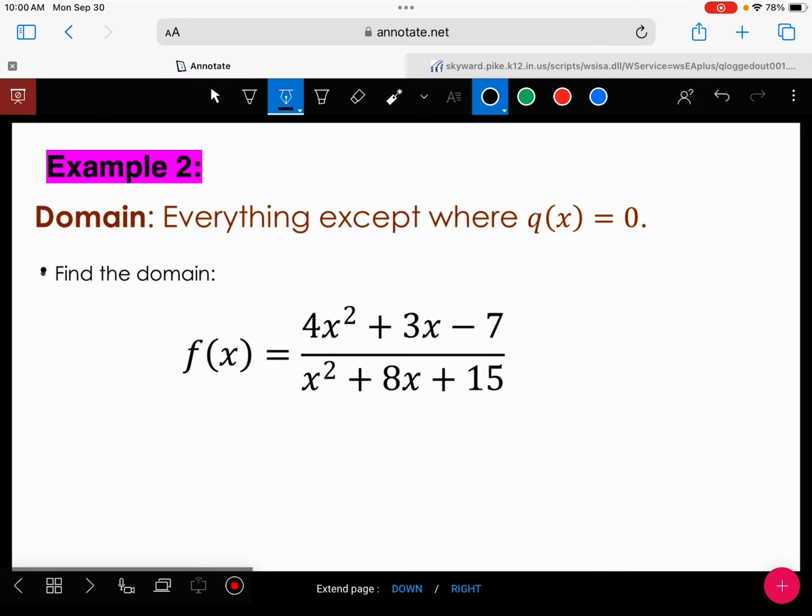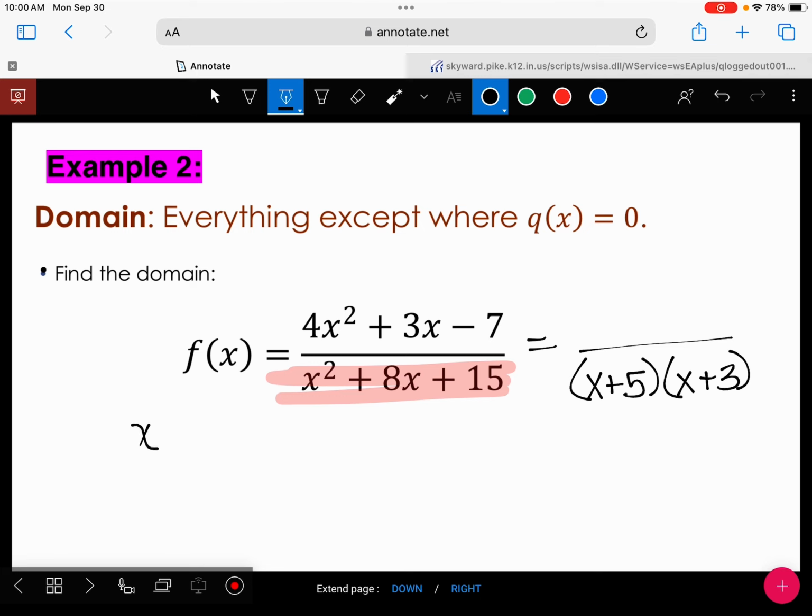So the next thing we're going to do is write our domain. Remember, we have a red light, and the red light is that we have x's in our denominator. So when you're writing your domain, our focus is on our denominator. We're going to factor our denominator. When we factor that down, two numbers that multiply to 15 and add to 8 would be 5 and 3. So that means that x cannot equal negative 5, and x also cannot equal negative 3.